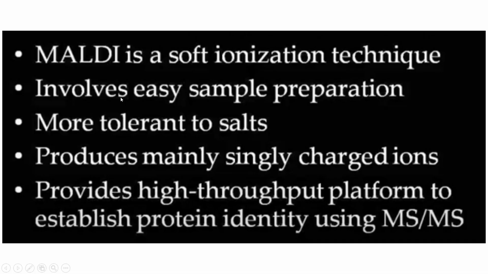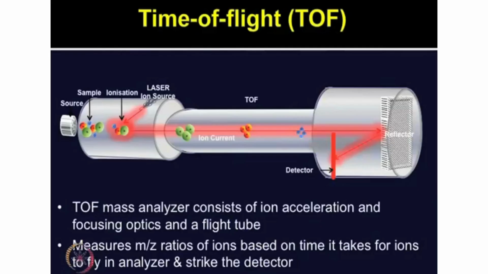It involves easy sample preparation. It is more tolerant to salt. It produces mainly singly charged ions, and it provides a high throughput platform to establish what protein it is. So you have the matrix, and in that you have given laser to it, and it is now getting desorbed as well as ionized. So it is running towards the analyzer. TOF is a mass analyzer. Here the separation happens depending upon mass to charge ratio itself, and the time it takes.